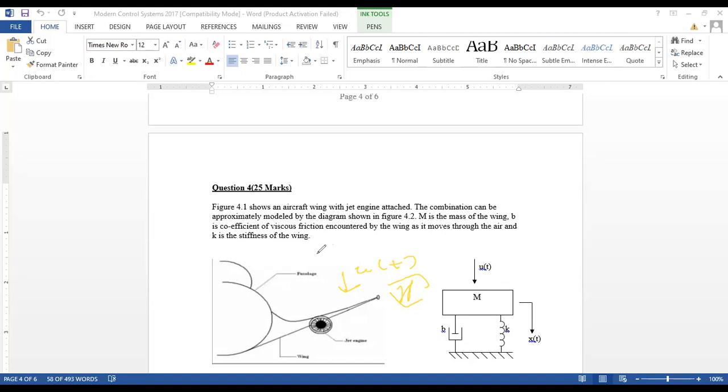All right, so K is the stiffness of the wing, B is the friction that it encounters, M is the mass of the wing, and U is the force on the wing. And X is the displacement of the wing. So now, if we are to model a differential equation off of that.